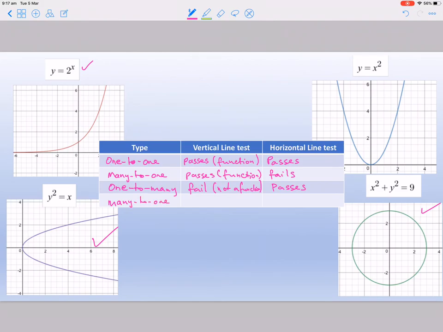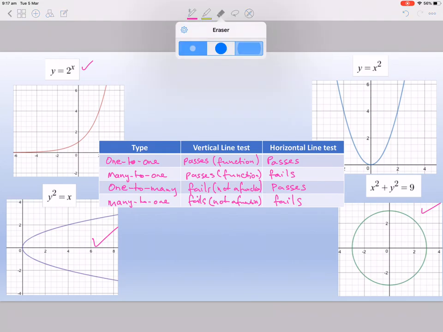The last one is a circle, and it's many to many. It fails the vertical line test, and it actually fails both. So this one's a bit of a failure. That's what categorizes it. Oh, I wrote it wrong, didn't I? Let's fix that up: many to many.